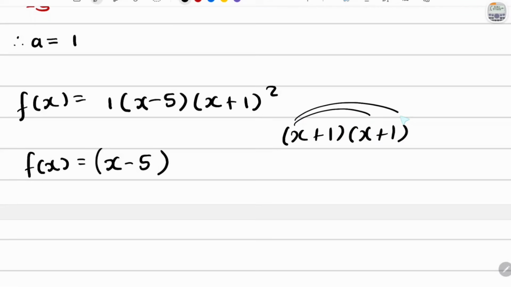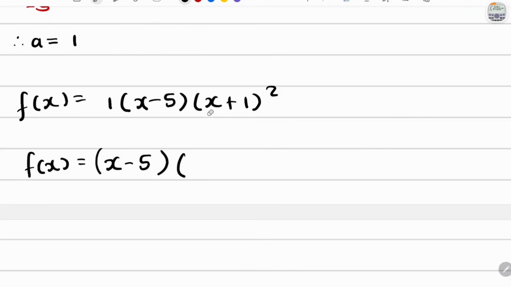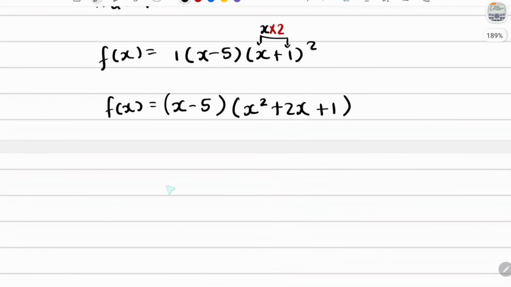So you could distribute the traditional way, or you could just do this. You look at the first term, you square that. That's x squared. Then you say first term times second term gives us x, and you multiply that by 2. So you get positive 2x. Then lastly, take the last term and square it, which will give you positive 1. And now we can distribute.